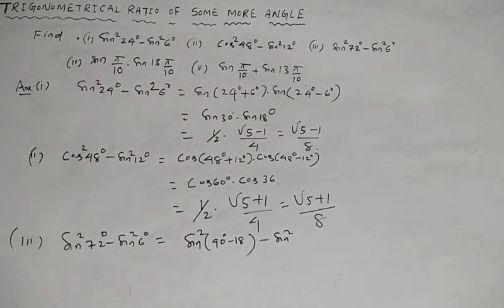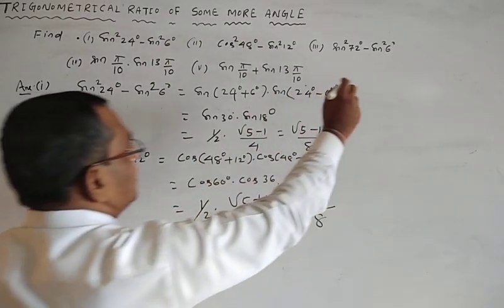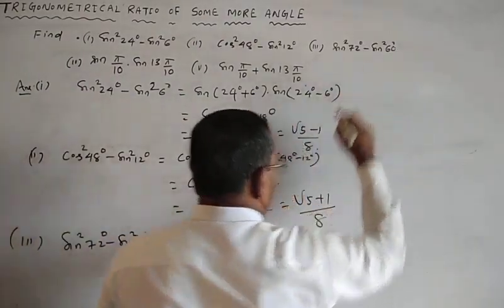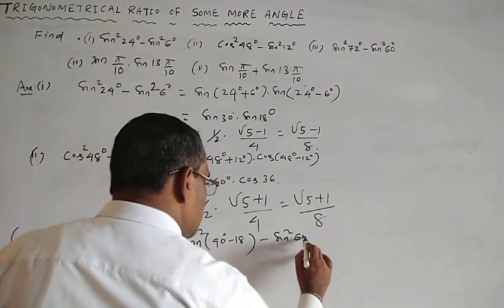And this is equal to sin 60 degree. In that question it is not 6 degree, this is 60 degree. Here it is sin square 72 minus sin square 60 degree, not 6. So sin square 72 means sin 90 minus 18 degree, minus sin square 60 degree.